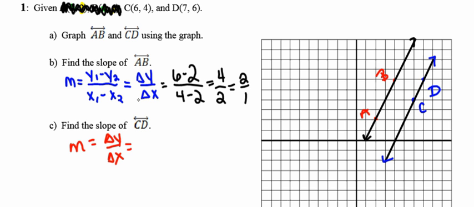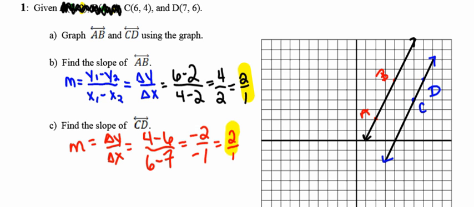So 4 subtract 6 for my change in y. Since I used the y value of 4 first, I need to use the x value of 6 first. So 4 subtract 6 is negative 2. 6 subtract 7 is negative 1. A negative divided by a negative is a positive, which makes the slope 2 over 1. Notice that the slope of each line is exactly the same.